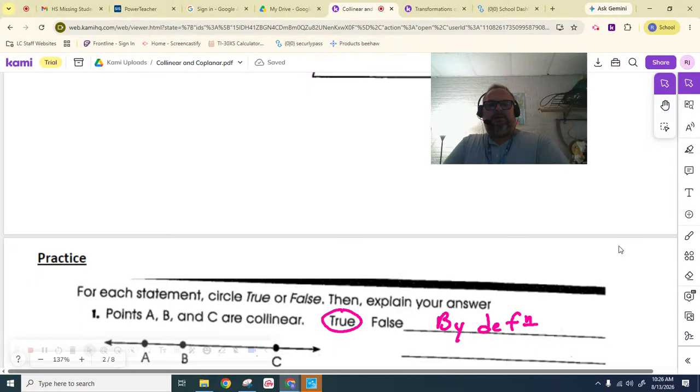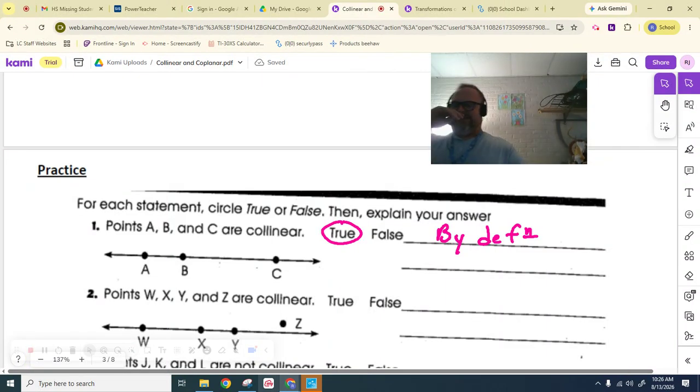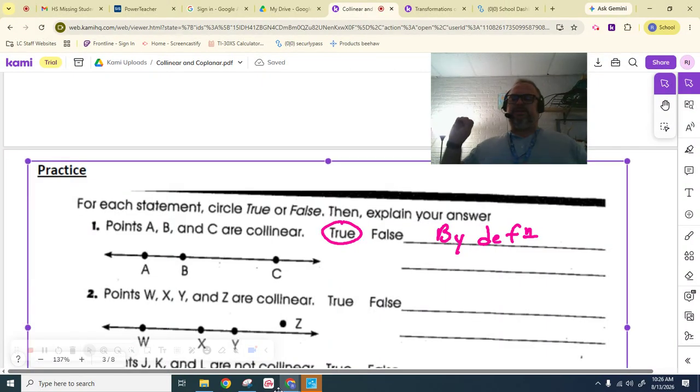So, all right, on the practice, let me tell you how cool geometry is in our explanations. Because we deal with so many definitions, we can use a definition to define what something is and what something is not. We can actually give an explanation of why it is one thing or another. I know some of y'all didn't hear exactly what I said because you saw something written down, and you had to get it written down yourself. I understand. It says for each statement, circle true or false, then explain your answer.